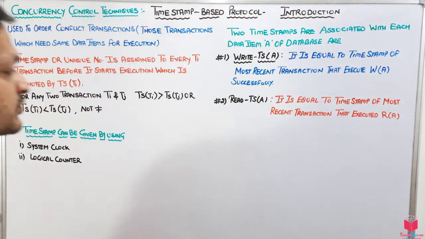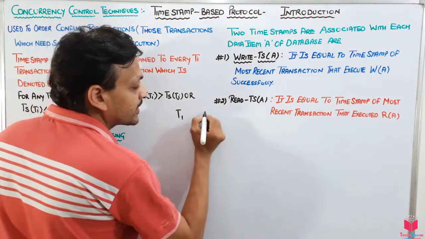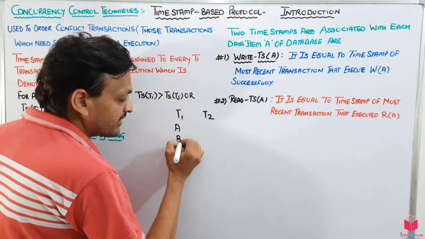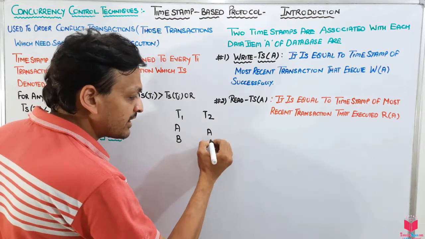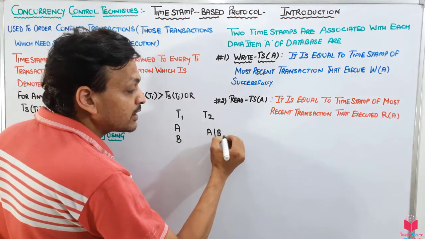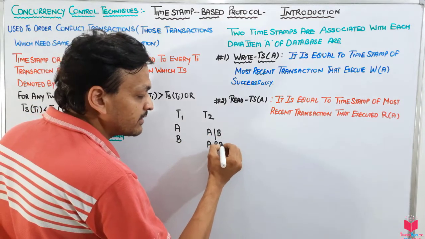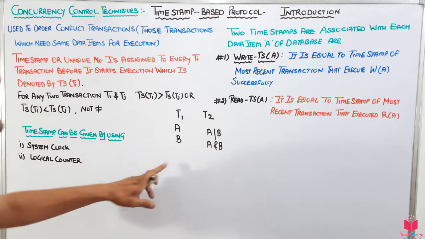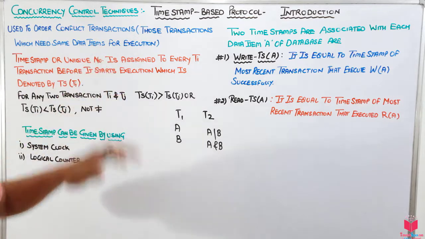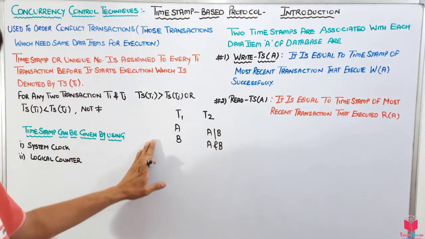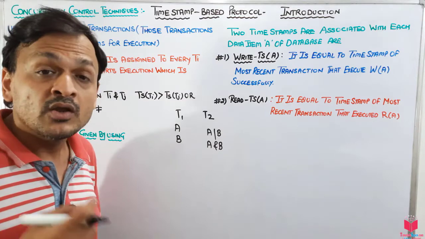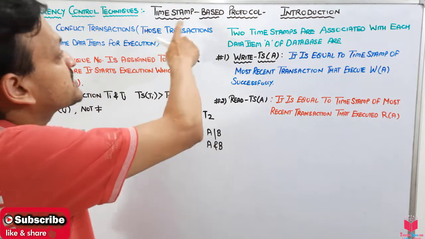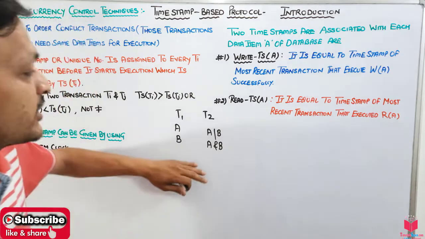Suppose we have two transactions, T1 and T2. Okay guys, one is using the A variable and B variable, and the other is also using the A variable or B variable, or we can say A and B variable, anything. So that means they are using the same variables, so these are the conflicting transactions. To remove the inconsistency from these transactions, we have to order these conflicting transactions. So we use the timestamp based protocol to order this kind of transactions.